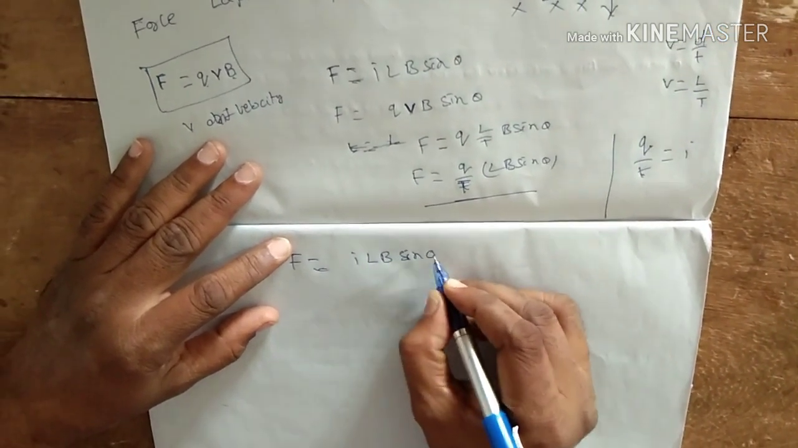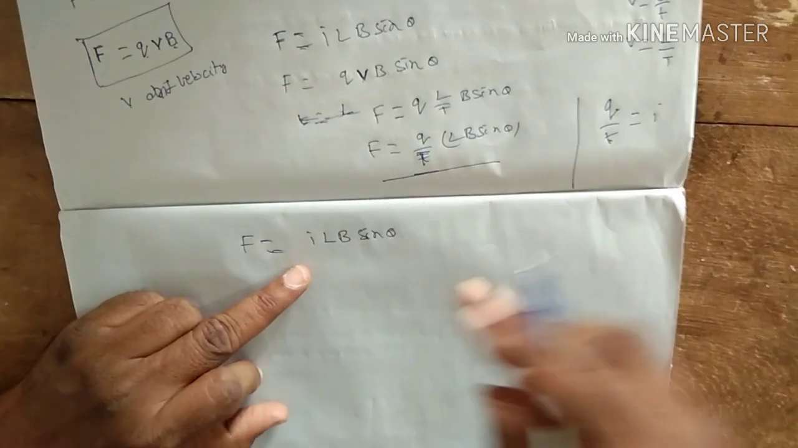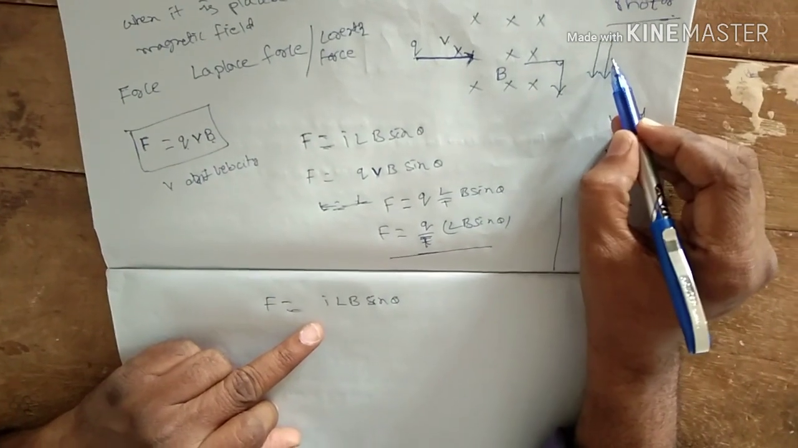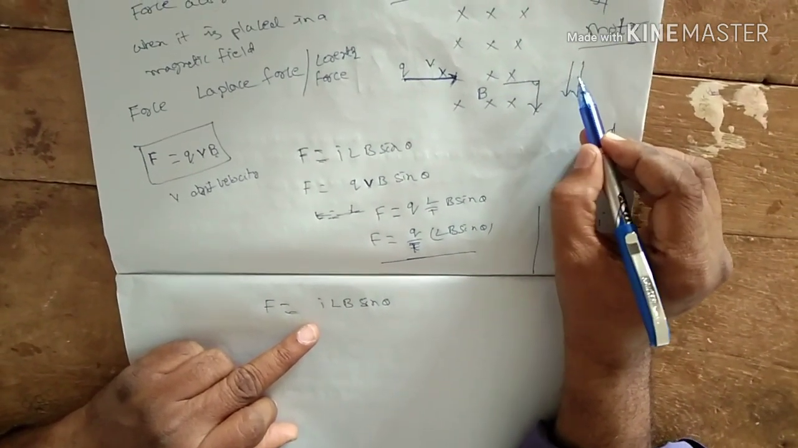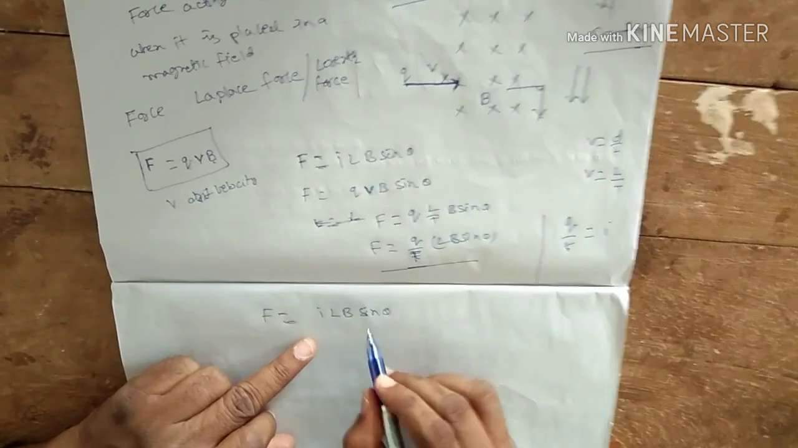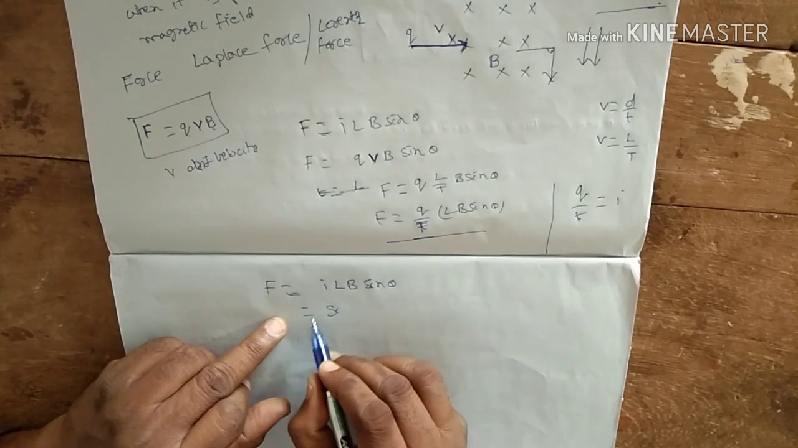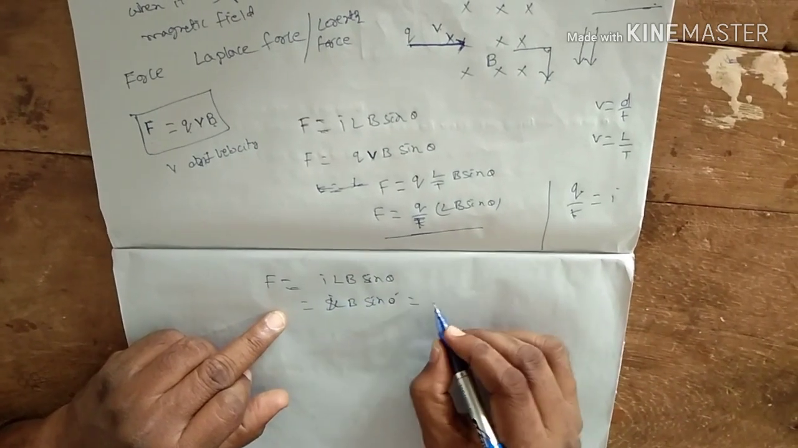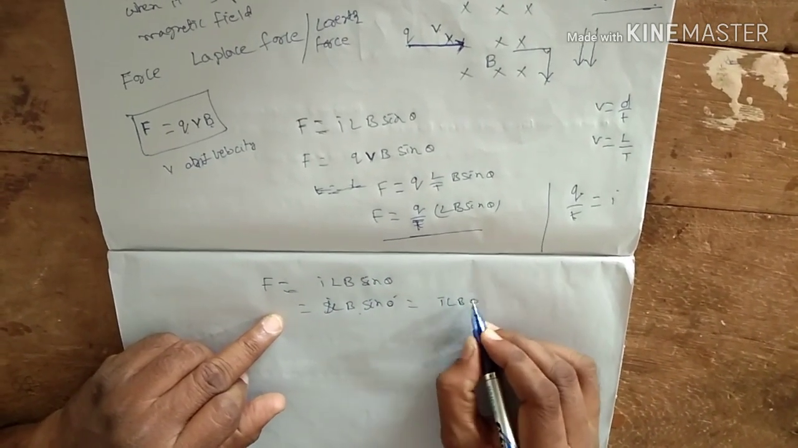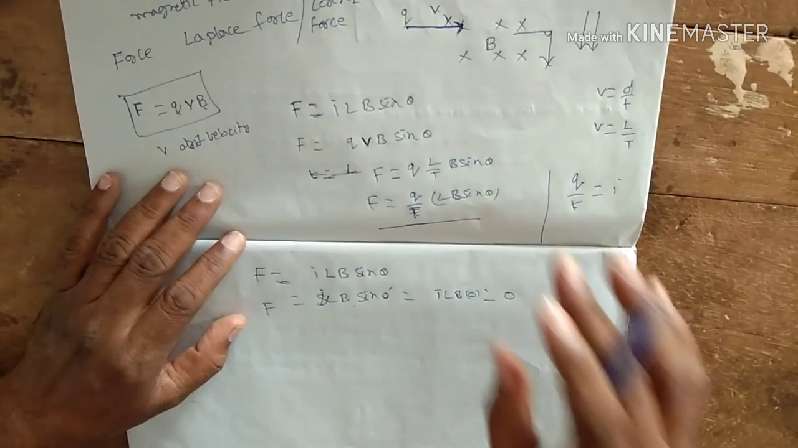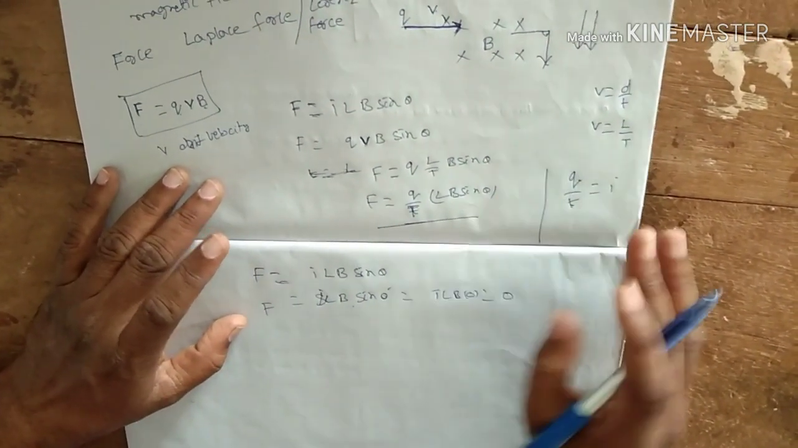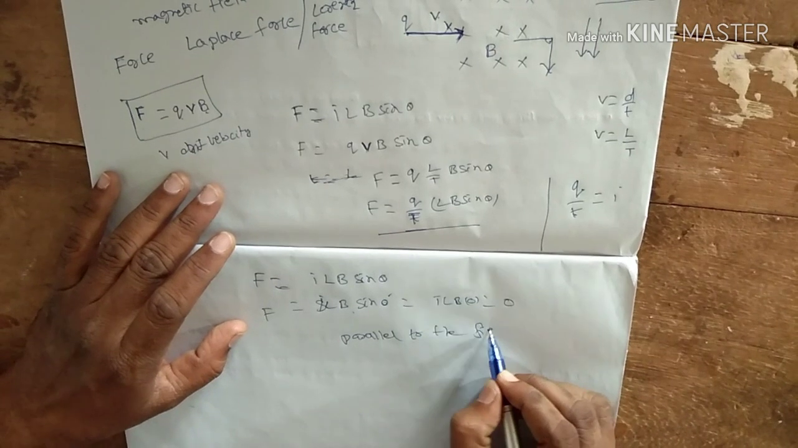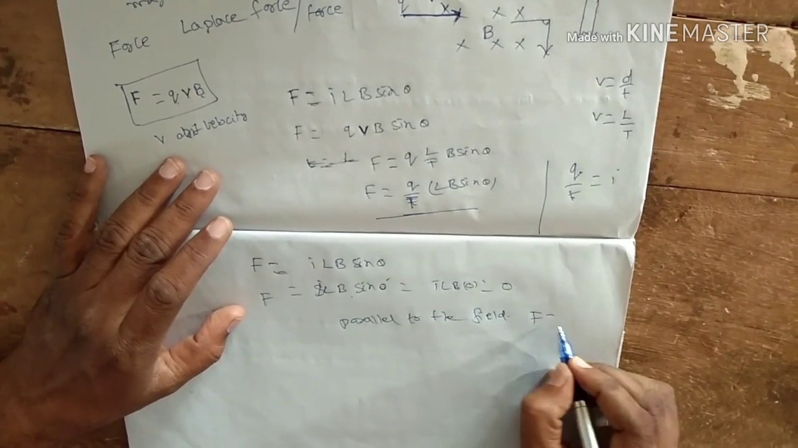F is equal to ILB sin theta. When theta is 0, that is the case when the two fields are parallel, that is when the current is flowing parallel to the magnetic field, sin 0 will be 0, so the entire term ILB sin 0 will be 0. Why? Because sin 0 is 0, ILB into 0 is totally 0. That is, no net force acts on the charge when it is placed parallel to the uniform magnetic field.